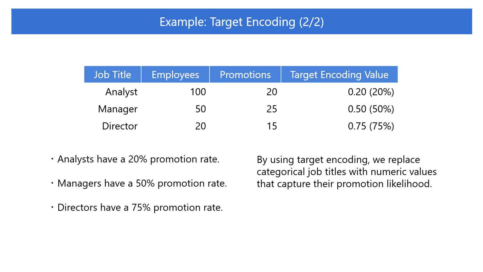By using target encoding, we replace categorical job titles with numeric values that capture their promotion likelihood. This transformation enables us to include categorical variables like job titles in models that require numerical input, such as logistic regression or gradient boosting.